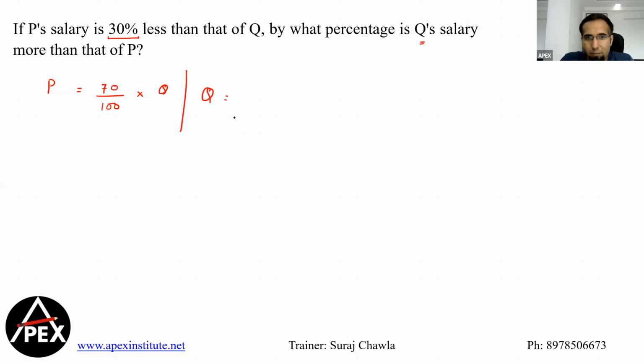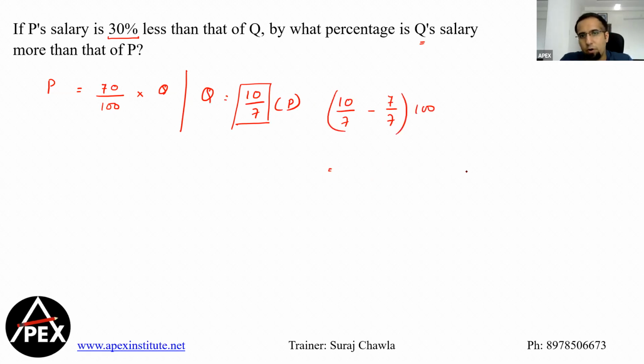So which means 10 by 7 becomes the multiplying factor. Okay. So 10 by 7 minus 1. Instead of 1, you can write 7 by 7 into 100. So eventually what do we get? We get 3 by 7 into 100, which is going to be 42.85%. So I can say that Q is 42.85% more than P. Is this shortcut very clear with all of us?